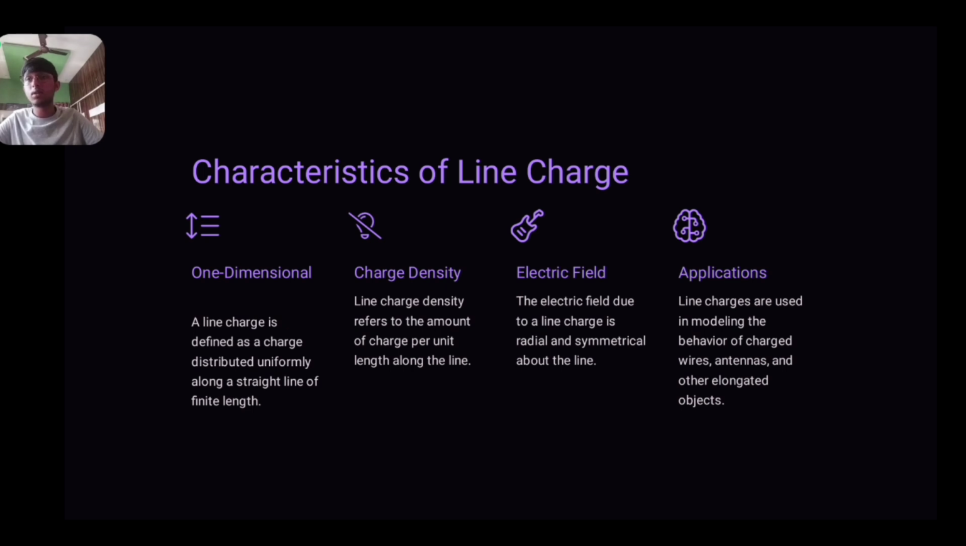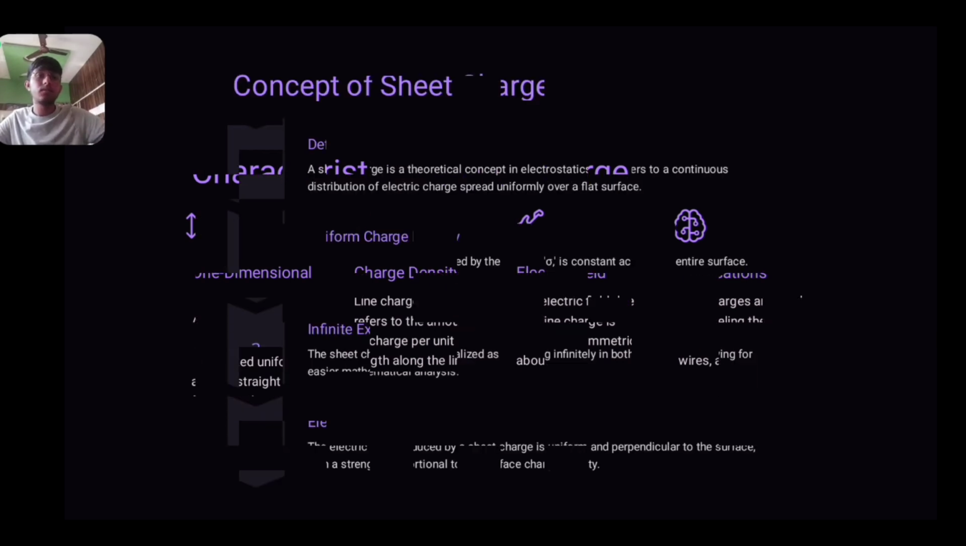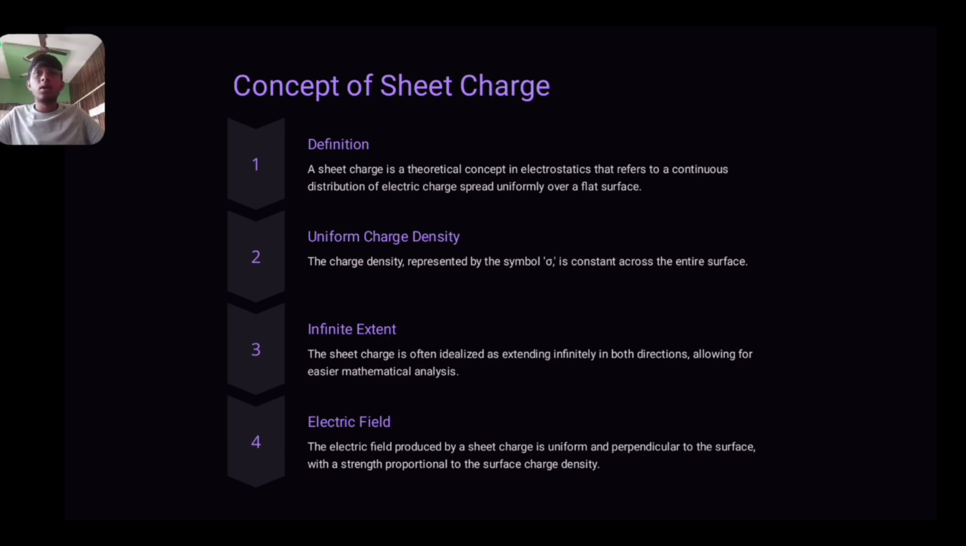Then let us discuss the concept of sheet charge. Definition of sheet charge: a sheet charge is a theoretical concept of electrostatics that refers to a continuous distribution of electric charge spread uniformly over a flat surface. Next, second point, uniform charge density. The charge density, represented by the symbol omega, is constant across the entire surface.